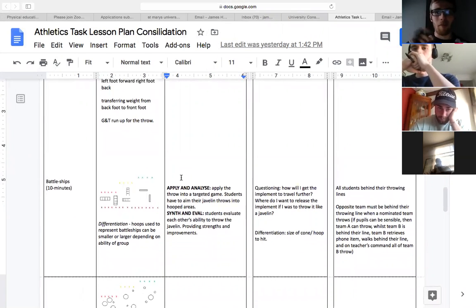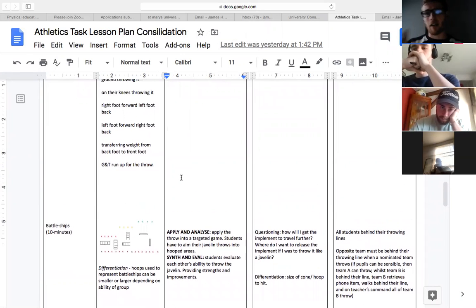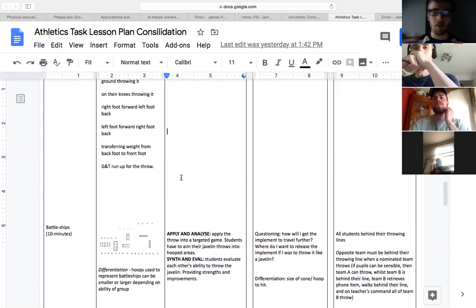Also, by having them in pairs and in different zones, which are then separated from each other, there's less chance of crossfire from a safety perspective. The students get more chances to throw the implement because we don't have to be quite as cautious as we would be with a proper javelin. That then transitions into our next game, which is battleships.